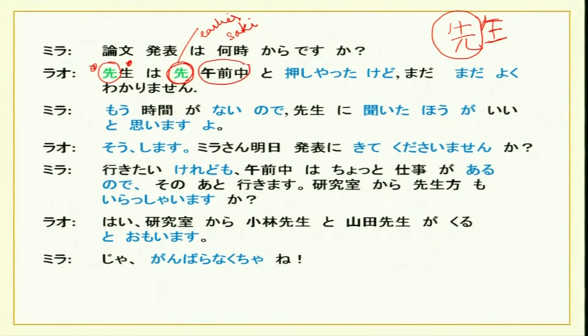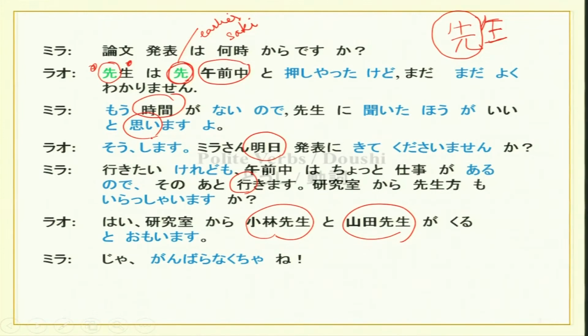Gozenchu is another kanji which you can remember. Then jikan. Then you have ashita, iku, Kobayashi sensei, Yamada sensei, omoimasu. This I am going to do very soon.